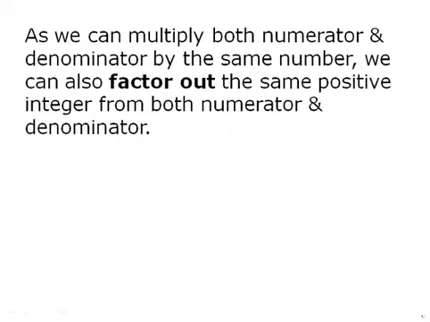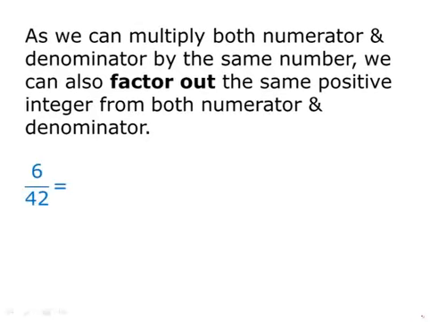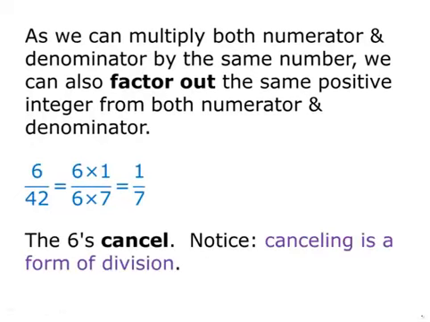As we can multiply both numerator and denominator by the same factor, we can also factor out the same positive integer from both the numerator and the denominator. So for example, suppose we have 6 over 42. Well, we can express both of those as products, 6 times 1 over 6 times 7, and then we can factor out those 6 and cancel them and get down to 1/7. The 6's cancel. Notice that canceling is a form of division. That's very important. Canceling is a form of division.